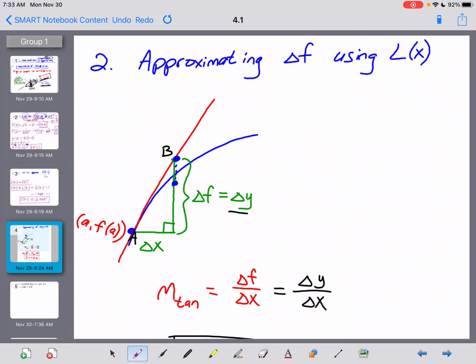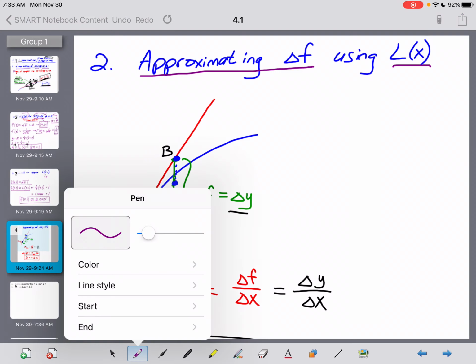But the second thing that your author decides to talk about here is this concept of approximating delta f using our linearization function, L of x, which we just came up with. And if we take a look at what's going on right here in this diagram that we've drawn, guys, let's see if we can illustrate better. I didn't label this, and I should have.